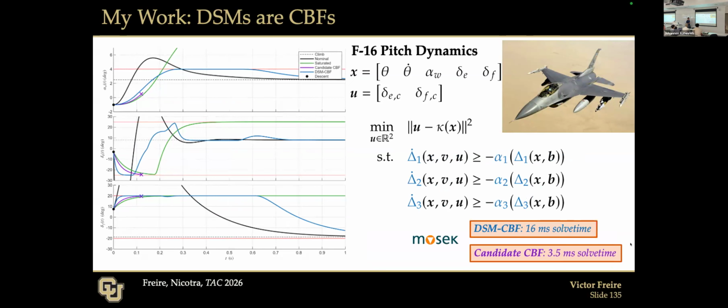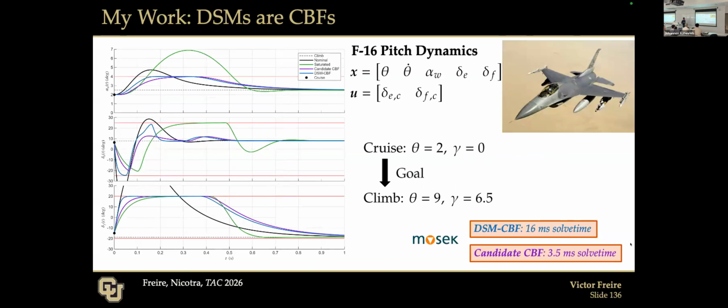We pay the price in the solve time because we have to rely on predictions of the trajectory, but still pretty much real time, 16 milliseconds versus 3.5 for this example. And if we go back to the original operating conditions from cruise to climb, so go back to the original initial condition, the approach works without any changing in the tuning. Our approach works.